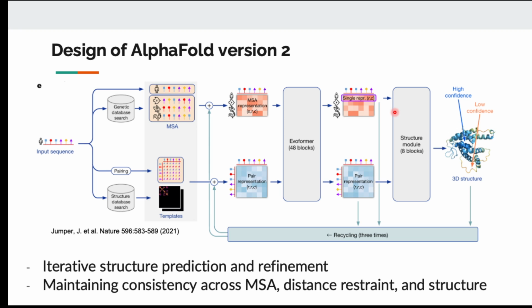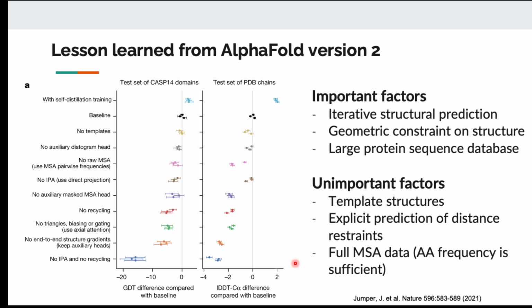In AlphaFold version 2, they also do the same thing. In the first pass, it predicts the preliminary structure, and from that structure, they update it 3 or 4 times. So it's similar to de novo prediction. And AlphaFold 2 people found that that part, that iterative update to the structure, is very important. You have to do that. And you need to apply some constraint to the structure, like which atoms should be near each other. And this third important factor is that you need a large protein sequence database.